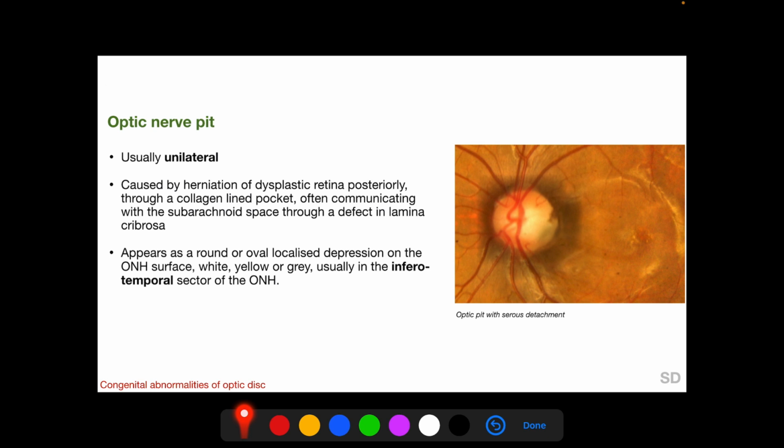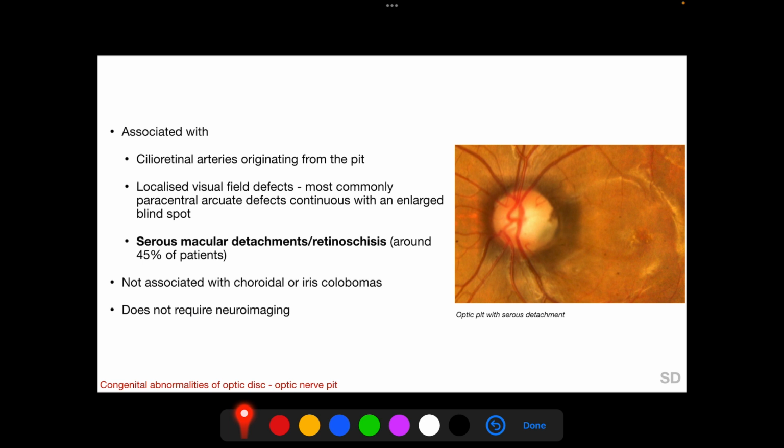Optic nerve pit is usually unilateral, and it is caused by a posterior herniation of the dysplastic retina through a defect in the lamina cribrosa in a collagen lined pocket, often communicating with the subarachnoid space posteriorly. It appears as a round or oval localized depression on the optic nerve head surface, and they appear white, yellow or grey, usually in the inferotemporal sector of the optic nerve head. Optic nerve pits are associated with cilioretinal arteries originating from the pit.